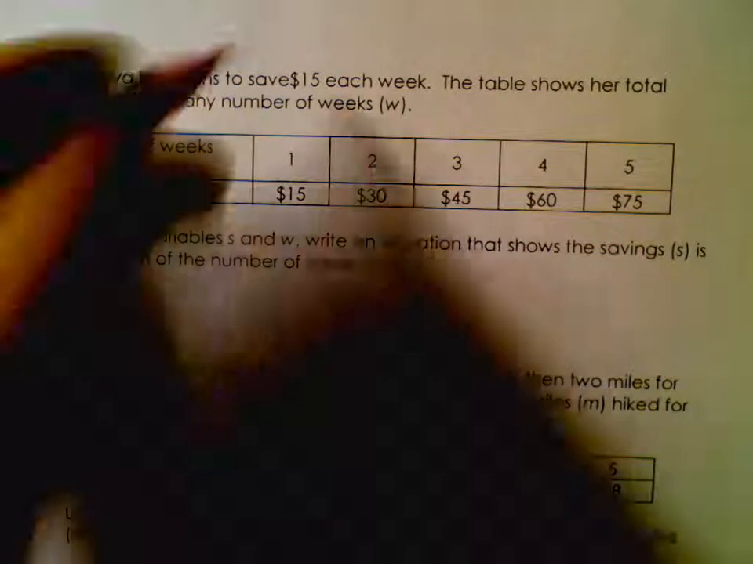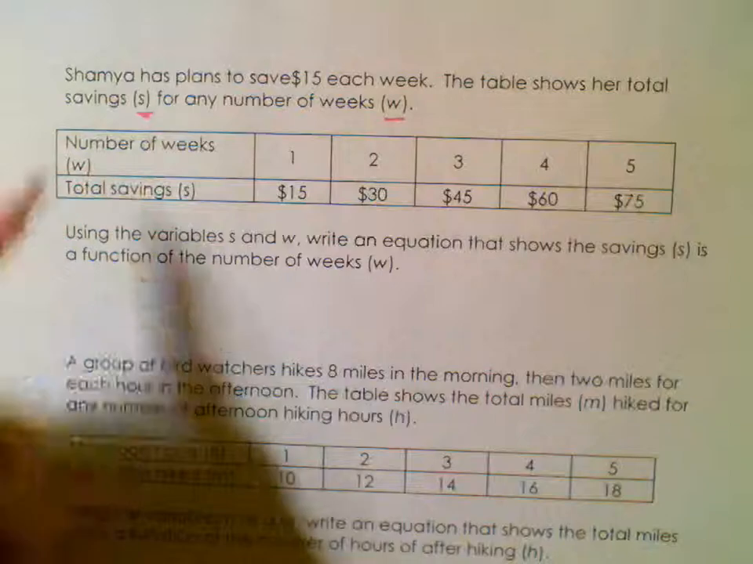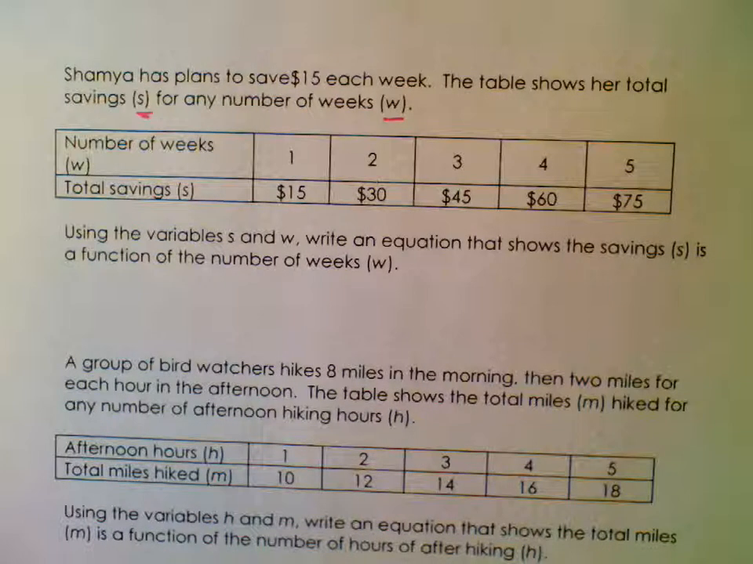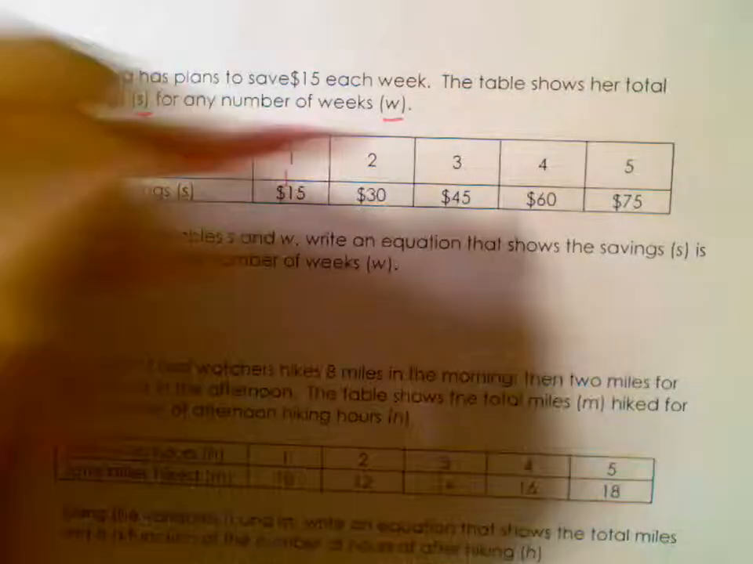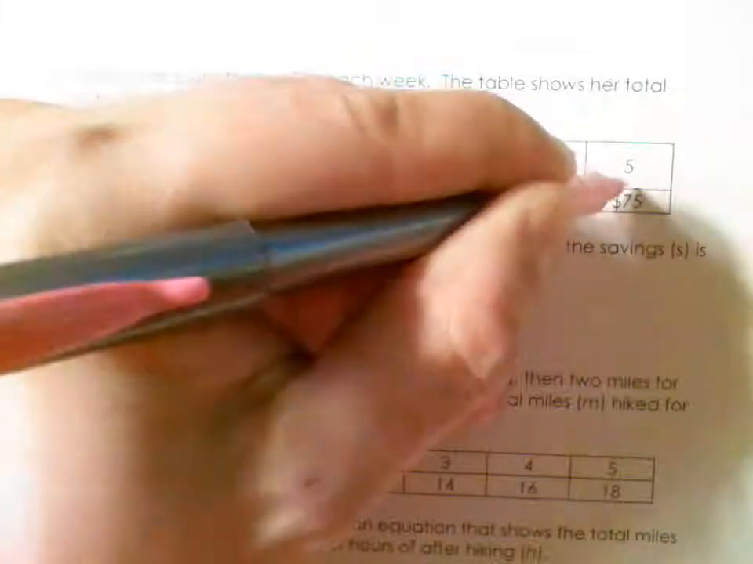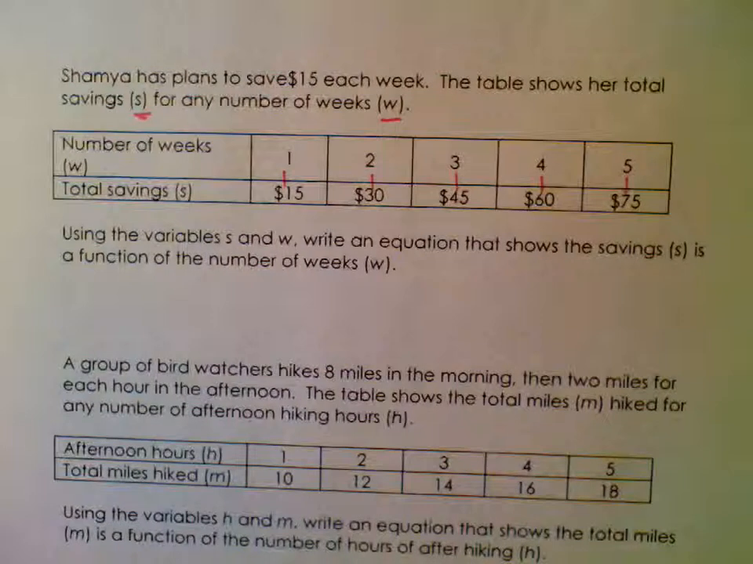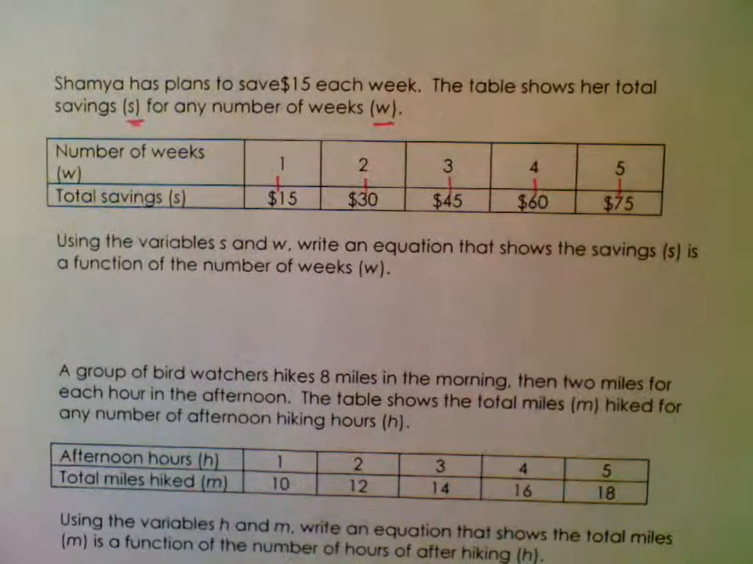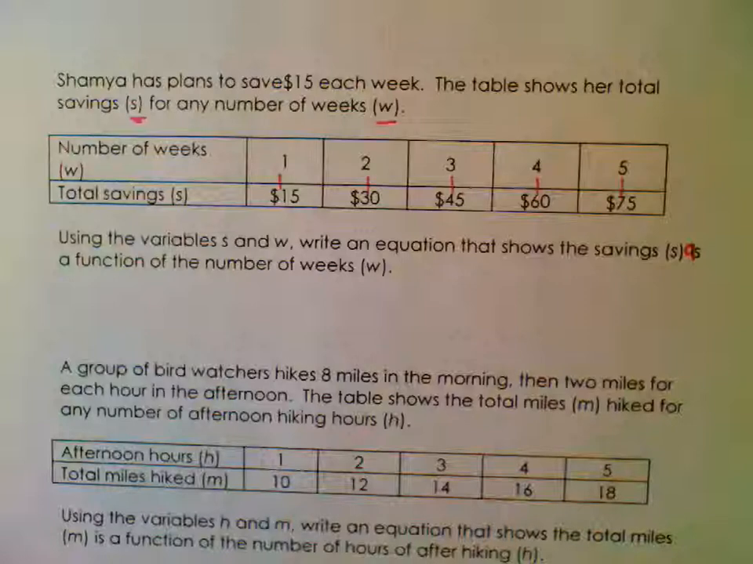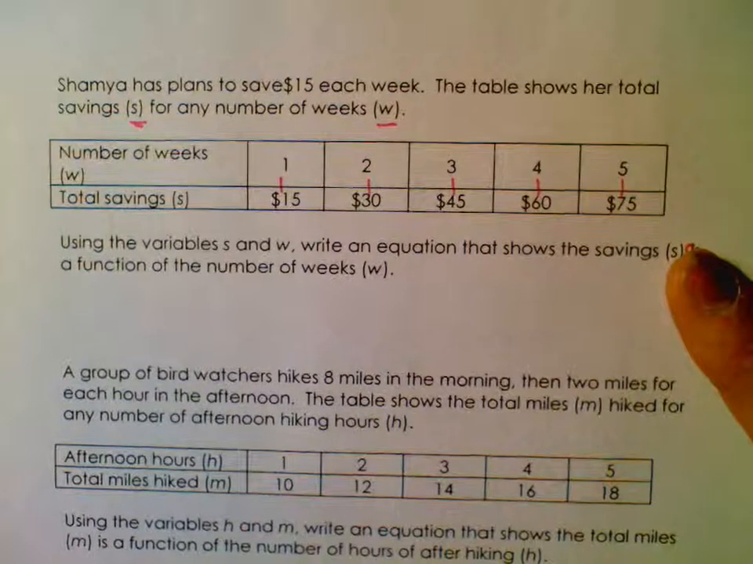For any number of weeks, which would be W. Number of weeks would be 1, 2, 3, 4, 5. And then her total savings would be, for 1 week, 15, 2 weeks 30, 3 weeks 45, 4 weeks 60, 5 weeks 75. So using the variables S and W, write an equation that shows the savings as a function of the number of weeks.